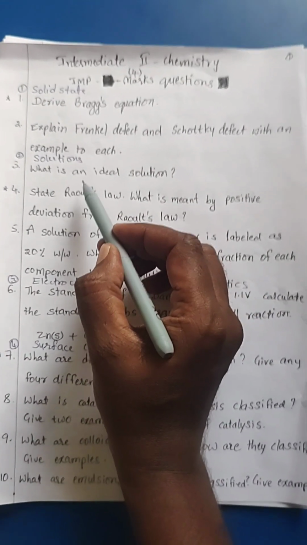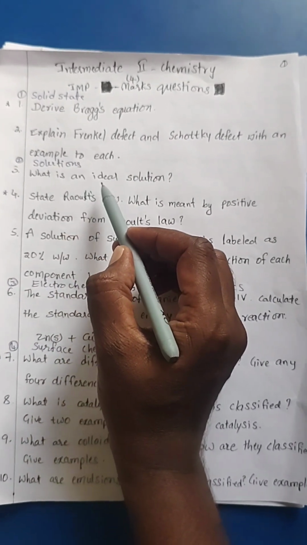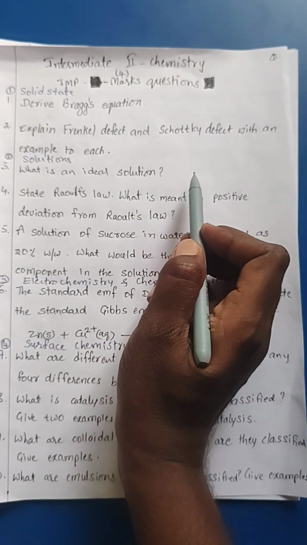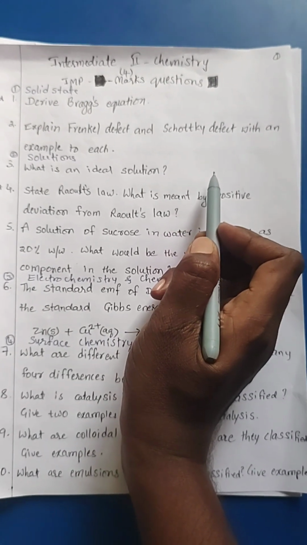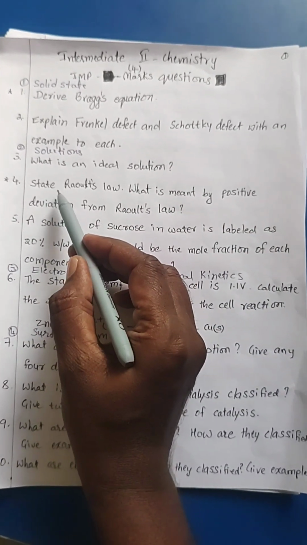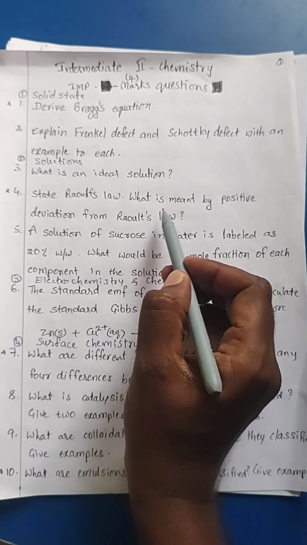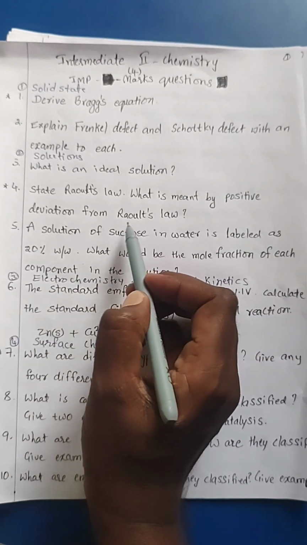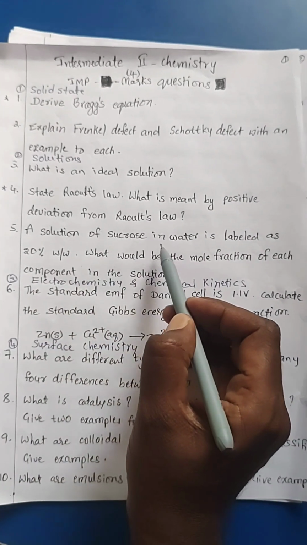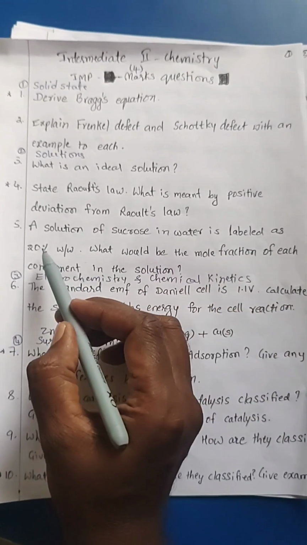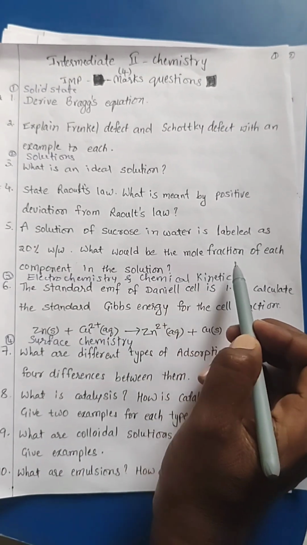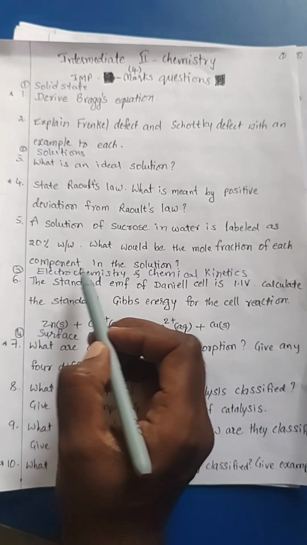From the solutions, 4 marks questions: what is an ideal solution? And one problem related to molarity or mole fraction. Another question: state Raoult's law. What is meant by positive deviation from Raoult's law? A solution of sucrose in water is labeled as 20% weight by weight. What would be the mole fraction of each component in the solution?